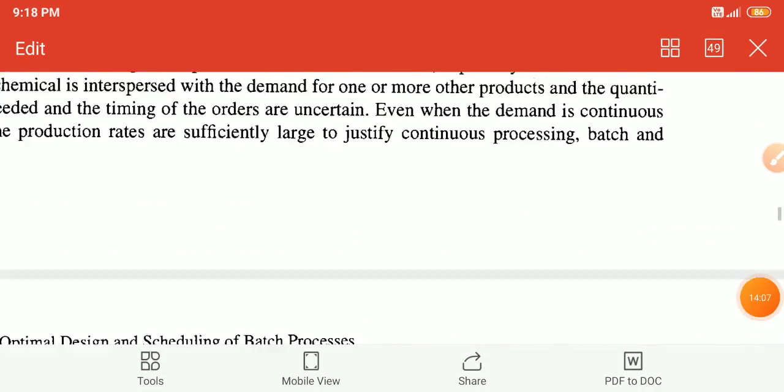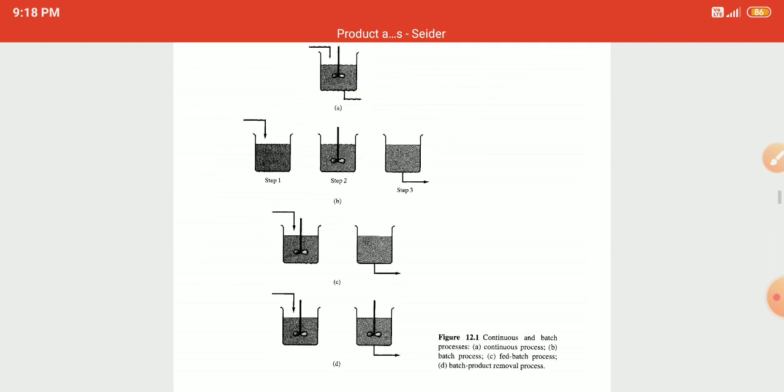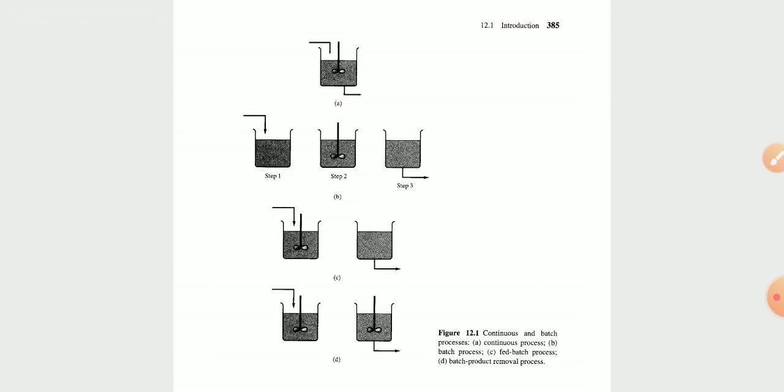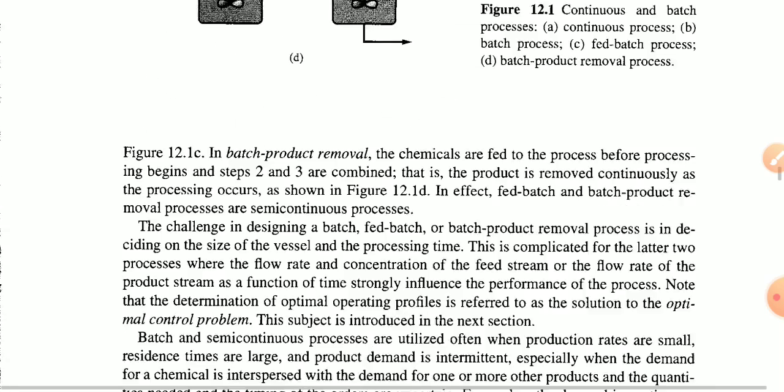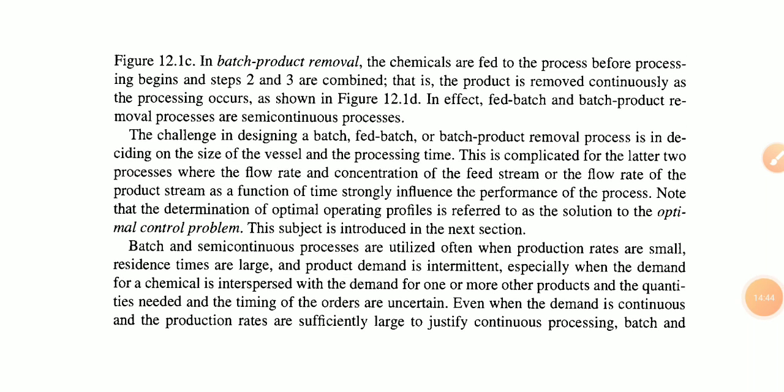Okay, so in the figure, we have continuous processing, batch processing, fed-batch processing, and batch product removal processes. All of the discussion is in the figure: batch processes, semi-batch, continuous processing, and the last one is product removal.